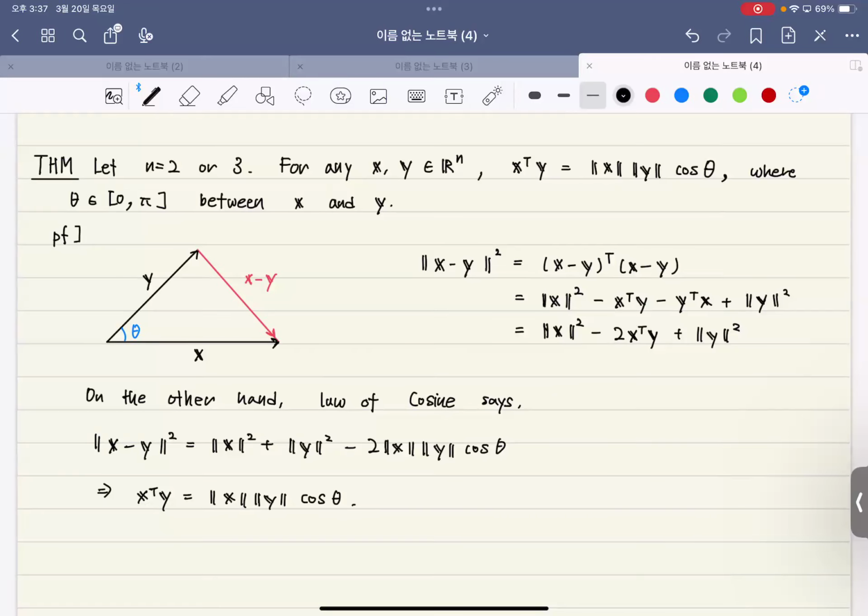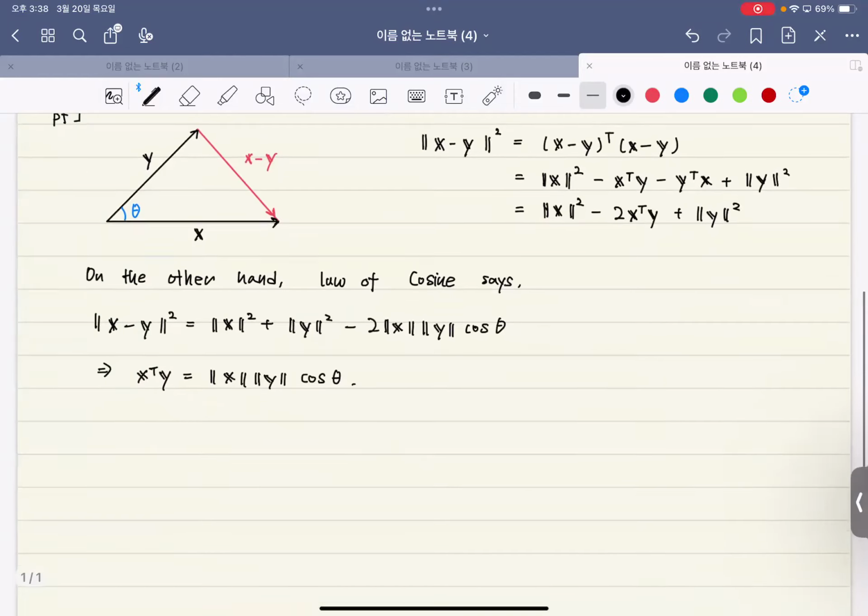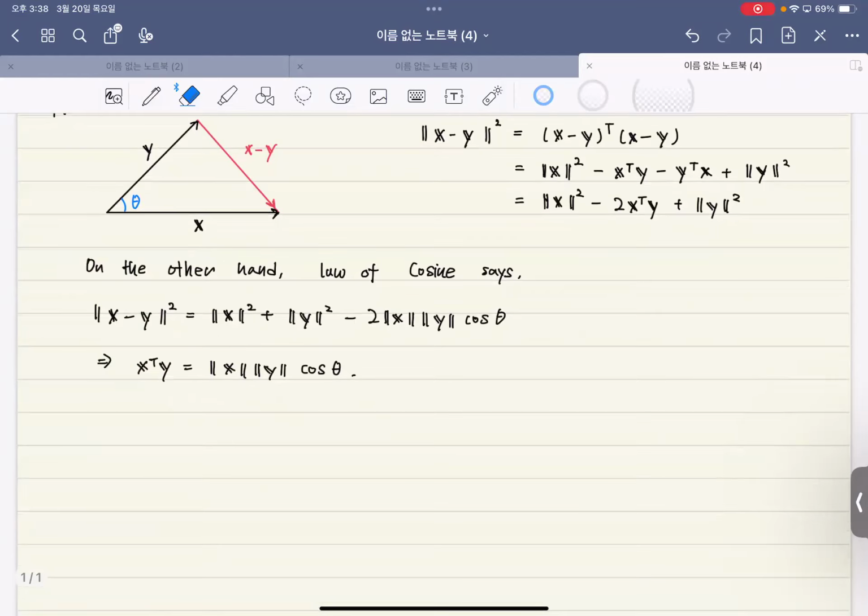However, I proved the theorem just by using the law of cosines, but we are not sure that the law of cosines is true for high dimensional vector spaces. So in order to define the notion of angle in higher dimensional Euclidean space, there is no other way but taking this last equality as our definition. So in higher dimensions, we define the angle like this.